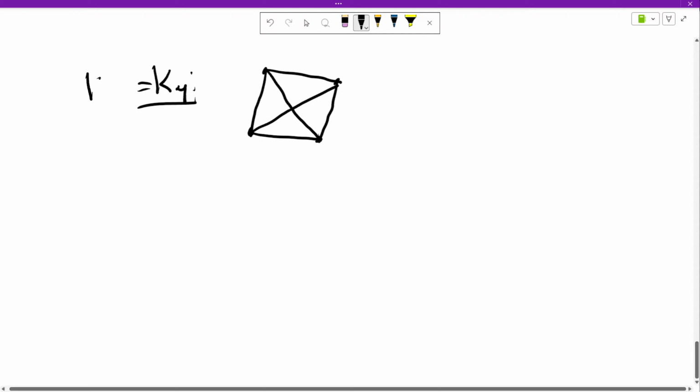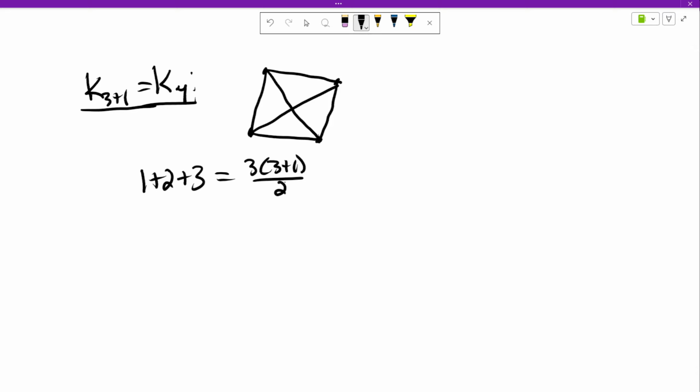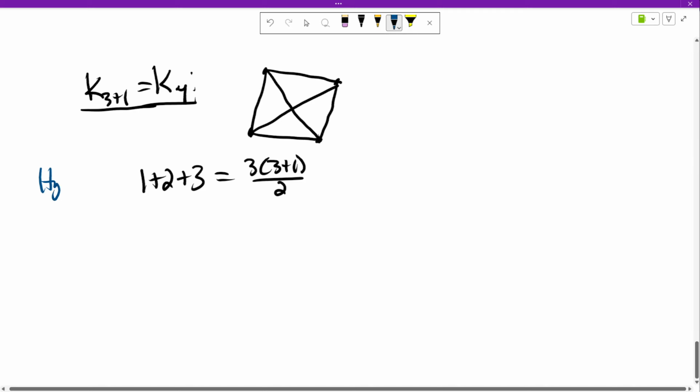So I want to think about K4 as K3 plus 1. So suppose we're in an instance where we know that the Gauss summation formula holds for one of our n's. Namely, it holds, in this case, for n equal to 3. Suppose we knew that. And this is one of the points of induction: you suppose you know it for some n, and you then prove it for n plus 1. Okay, so suppose this is known. This is our hypothesis in the inductive step. And we can easily verify this.